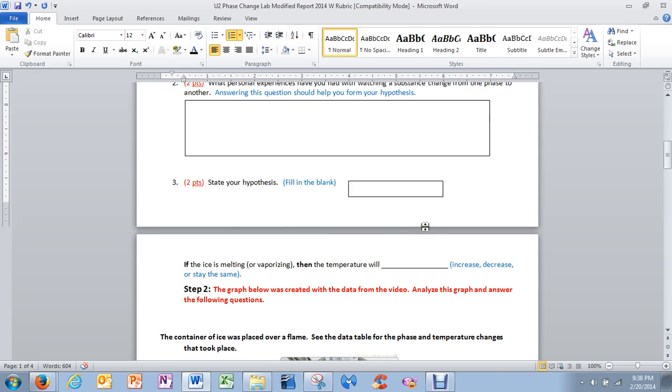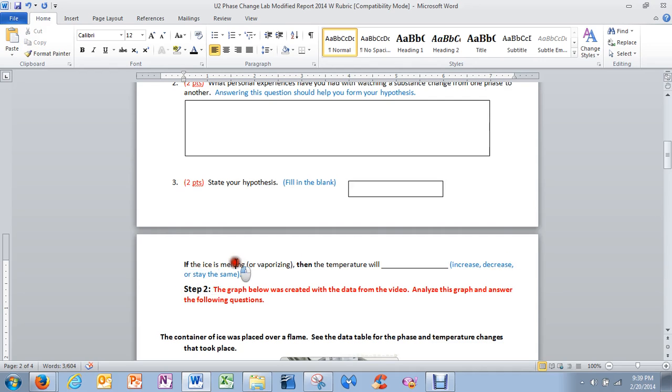Number 3, state your hypothesis. Fill in this blank. Now, we have a great hint right here. This hypothesis must be in if-then form. I don't accept anything else. Hypotheses are always in if-then form. If the ice is melting, or vaporizing in parentheses, then the temperature will what? Will it increase? Will it decrease? Or will it stay the same?